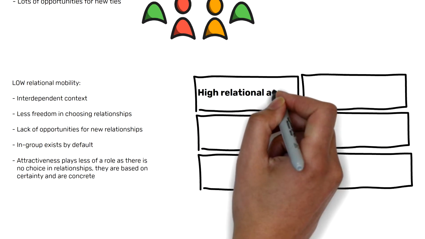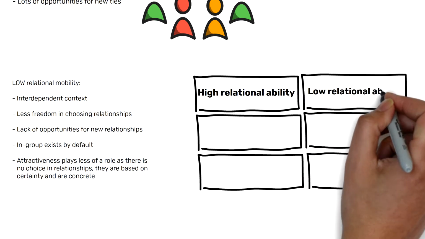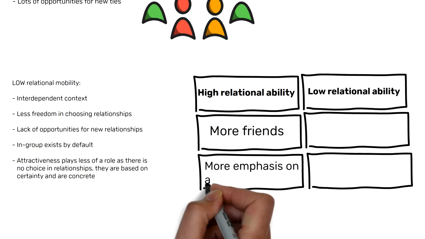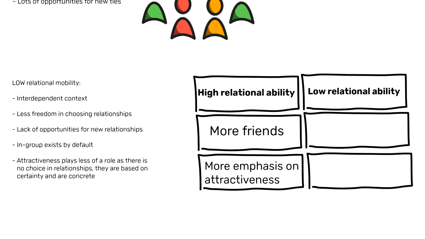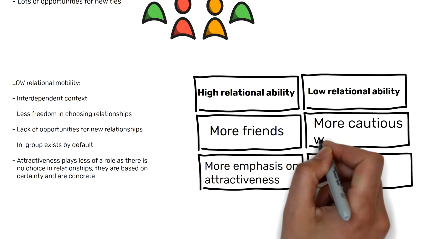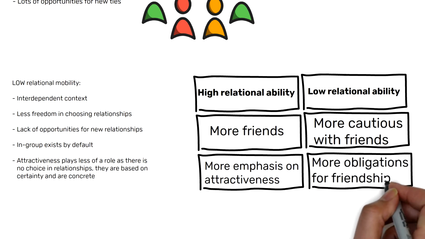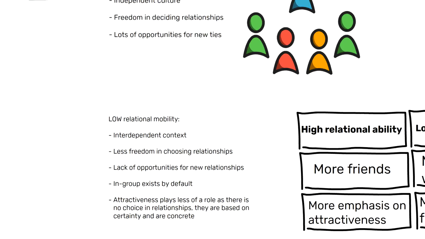Those with high relational mobility typically have more friends, and more emphasis is placed on attractiveness. Those with low relational mobility are typically more cautious with friends and have more obligations associated with friendships. In low relational mobility contexts, attractiveness plays less of a role because friendships are more certain and concrete. There is no marketplace to pick and choose friends.